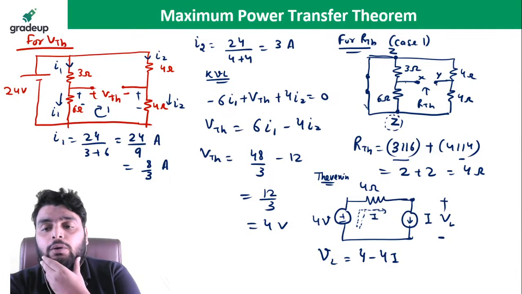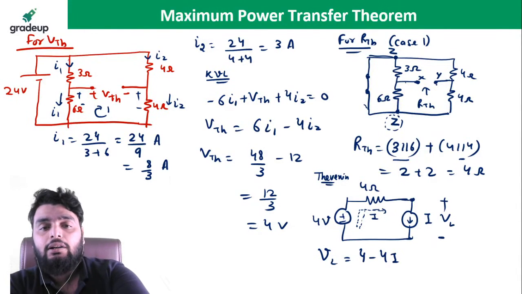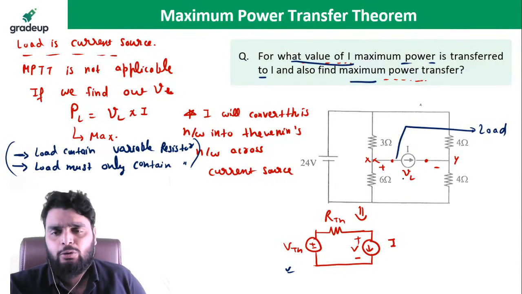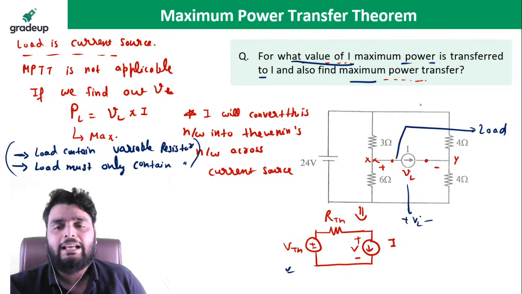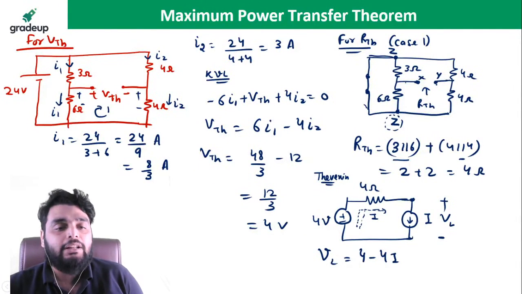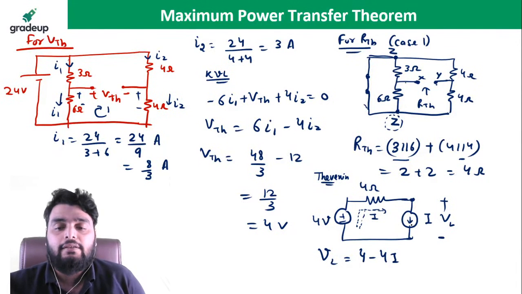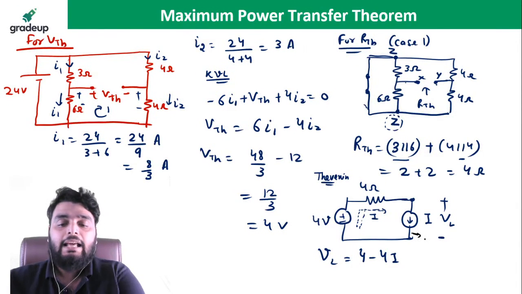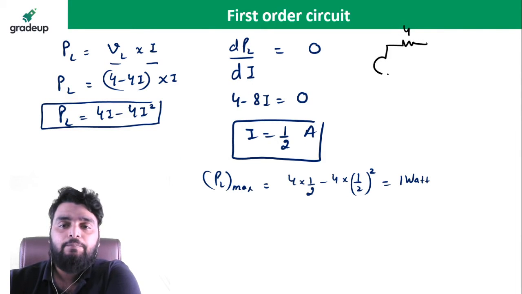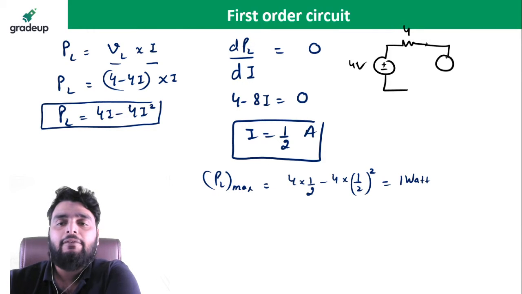Beta, if you have a voltage connected to this load, for example, I have connected plus minus VL like a load voltage. Okay, so everything is going to be the same. The only difference comes out in this particular step. In this particular step, what will happen? This will be VTH. This will be the Thevenin's voltage. Okay, and now you will have some load voltage connected to it.